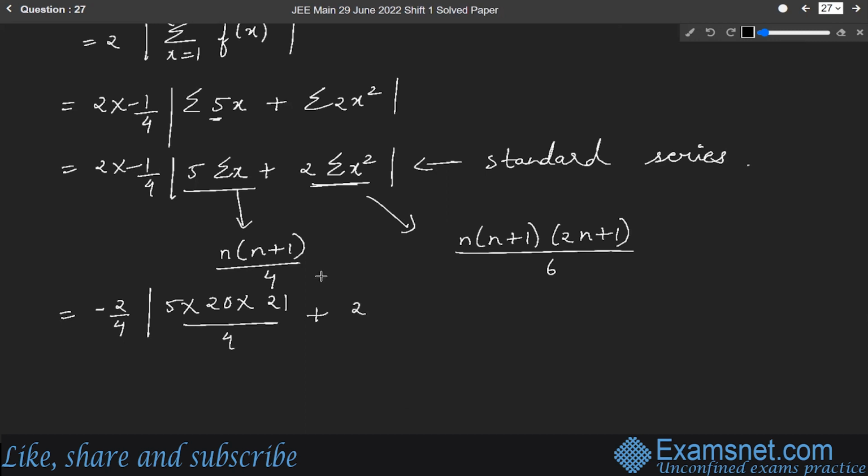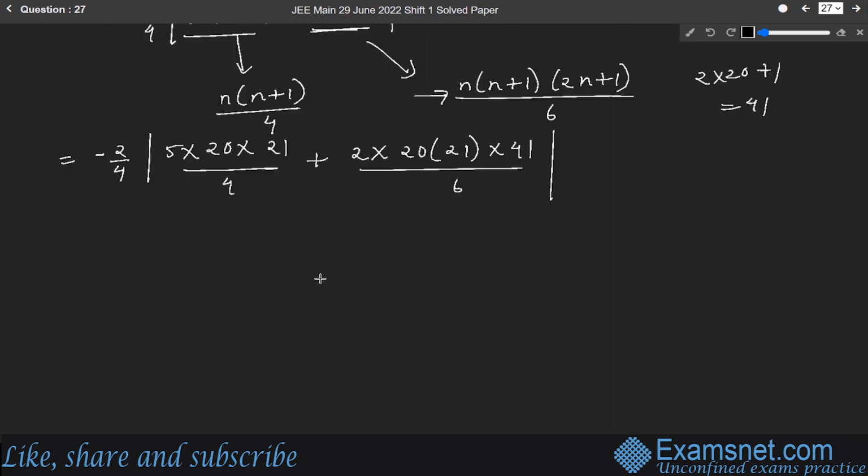For second term, it is 2 multiplied by summation of x square. For summation of x square, we have to use this formula, which is n. N is 20. N plus 1 is 21. 2n plus 1 means 2 into 20 plus 1. So it is 41. So into 41 divided by 6.